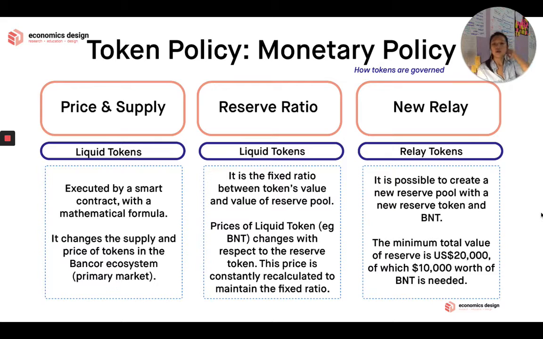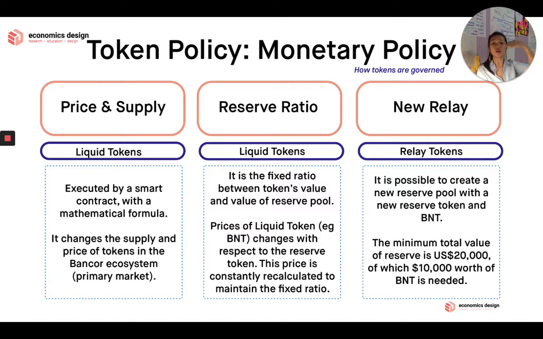So monetary policy, the first thing that we have to talk about is money and supply. Price and supply of the liquid token. This is executed by a smart contract with a mathematical formula. It changes the supply and price of tokens in the Bangkok ecosystem. And when we talk about Bangkok ecosystem, we're talking about primary market. That means these tokens interact directly in Bangkok's ecosystem.